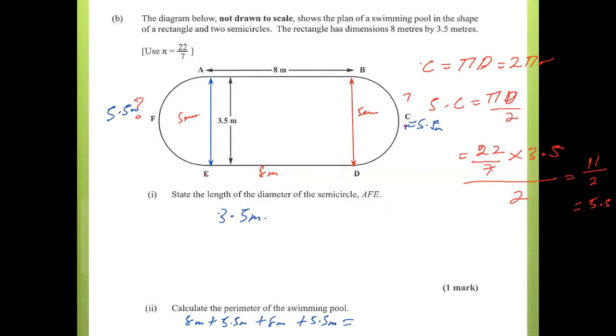We could also have done something. This is a semicircle, this is a semicircle. That will give you a full circle. So you could have got 11. When you get 11, you divide by 2, then put here 5.5 and 5.5. You're good to go.